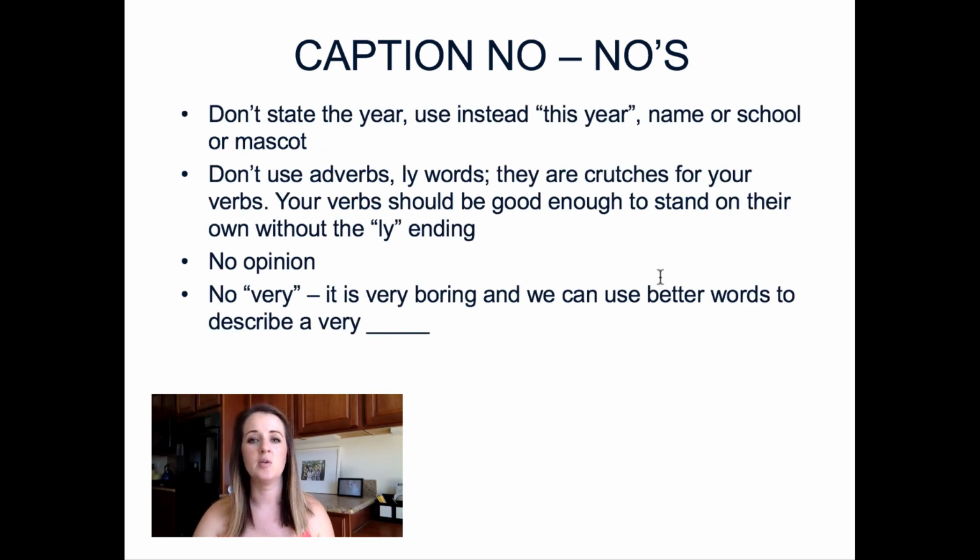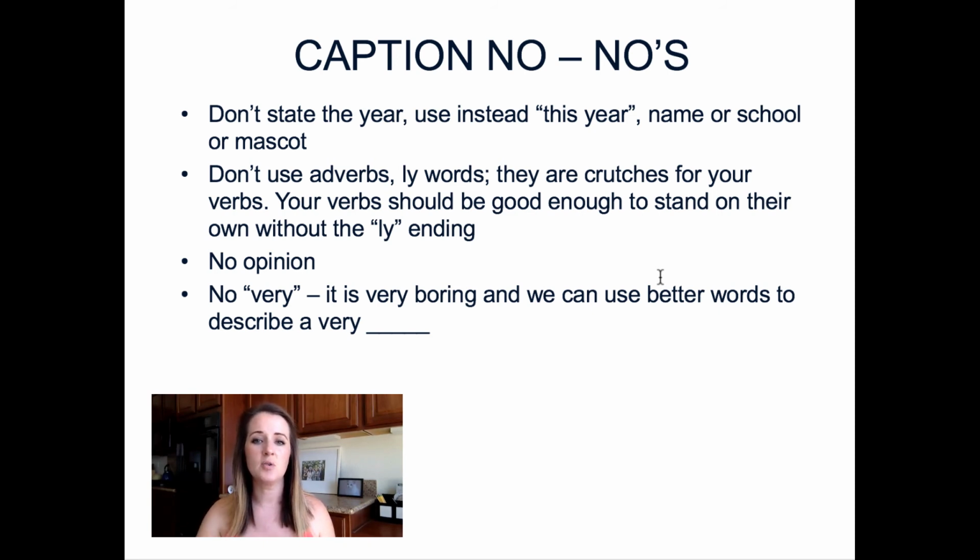Okay, some more caption no-nos. Don't state the year, the name of the school, the name of the publication, or the mascot. If it's in the Wood Creek High School yearbook, you know you're at Wood Creek High School. If it's the 2018 yearbook, you know it's the 2018 year. Those things should be obvious because they're contained within our specific publication of that specific year. So don't say them in the caption or anywhere in your writing in the book.